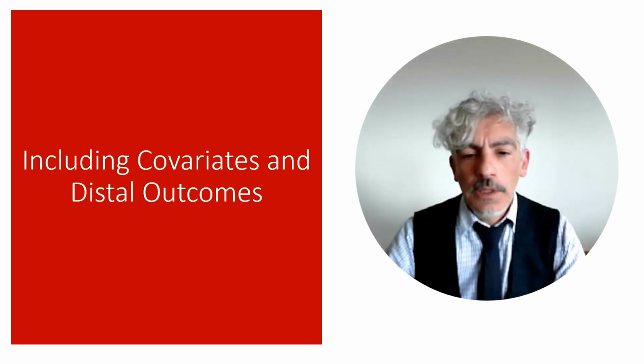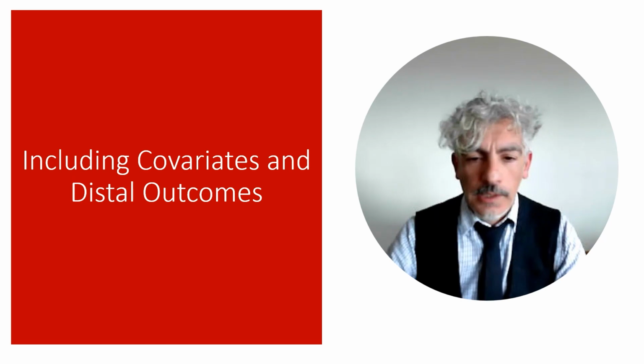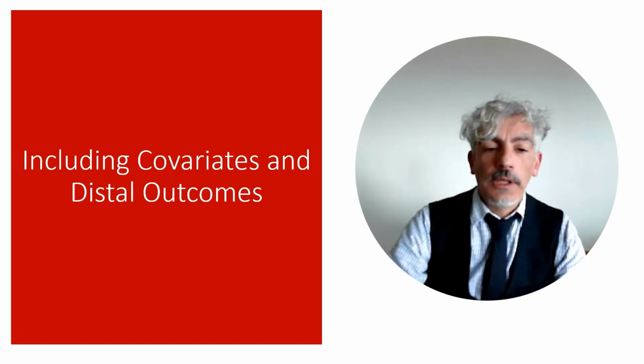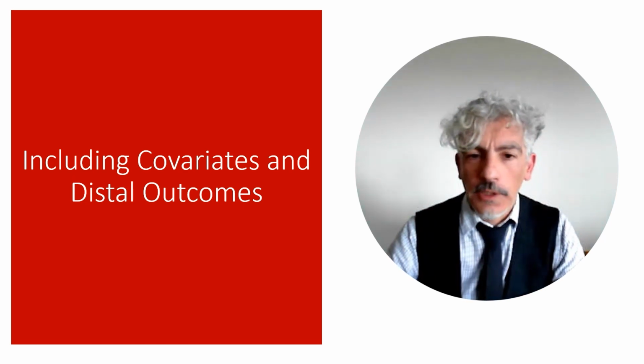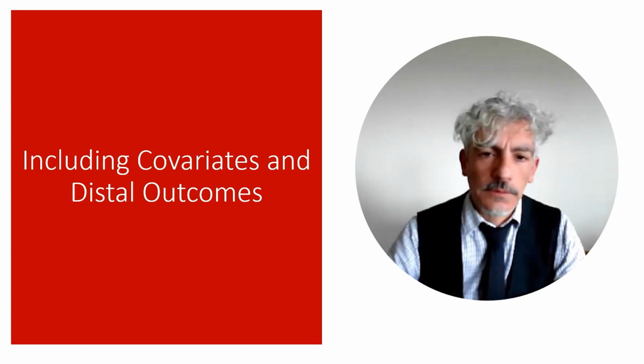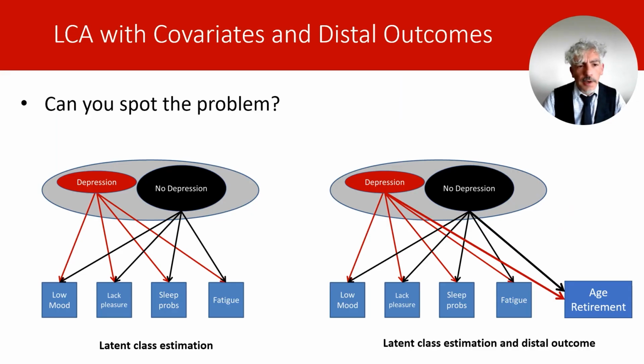Finally, I will talk about issues that emerge when we are trying to include covariates and distal outcomes in latent class models. Here I represented a latent class estimation on the left, but I also added a distal outcome, age of retirement. I wonder if you can spot what type of problems the inclusion of a distal outcome can create if we estimate the latent classes at the same time.